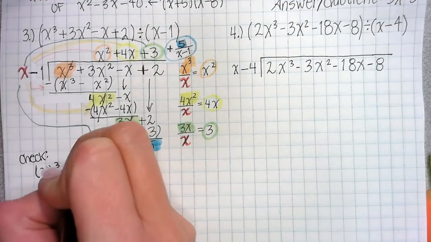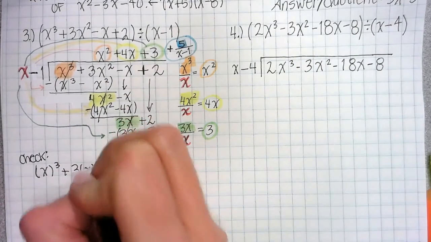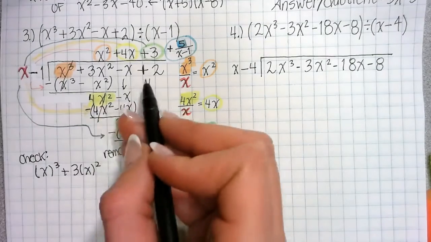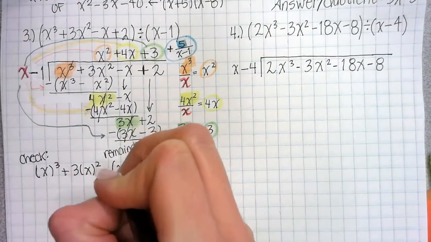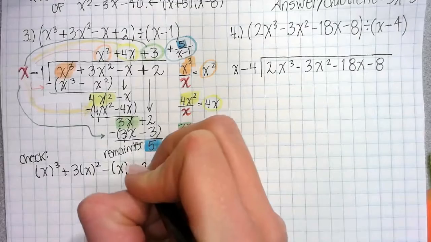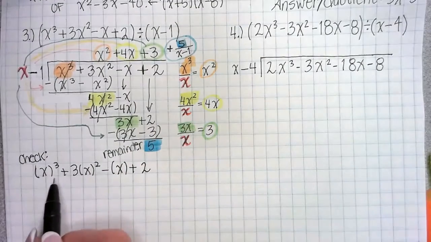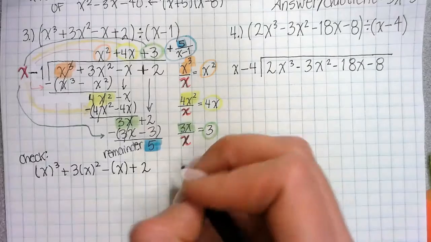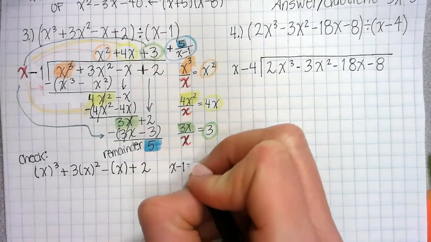X to the third plus 3x to the second. I'm setting it up with parentheses because we're going to plop a number inside there. So I'm taking my dividend, my numerator, minus x plus 2. Now, we're going to plug a number in for x and see what answer we get. Now you take your divisor, x minus 1, and we set that equal to 0.